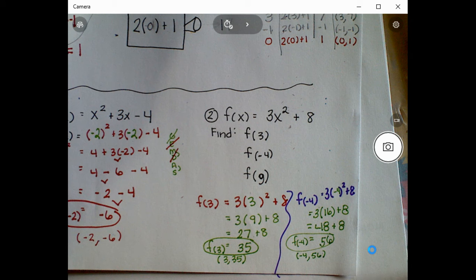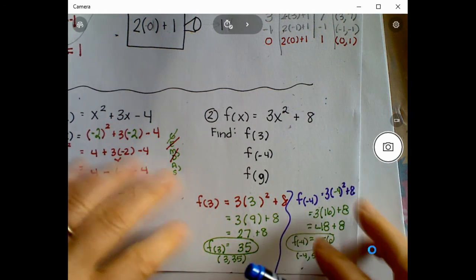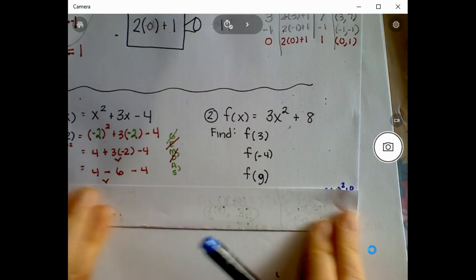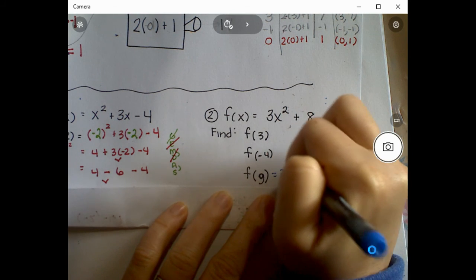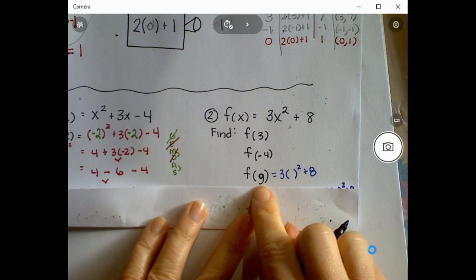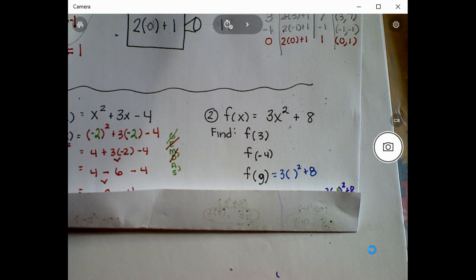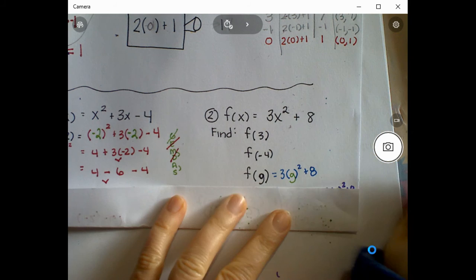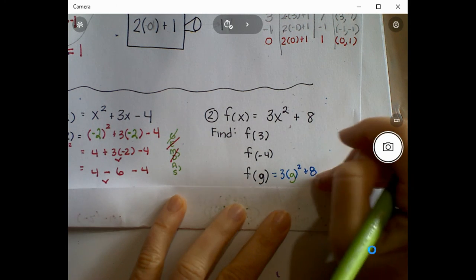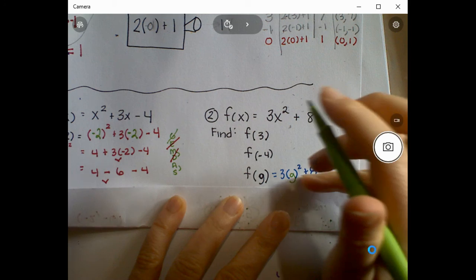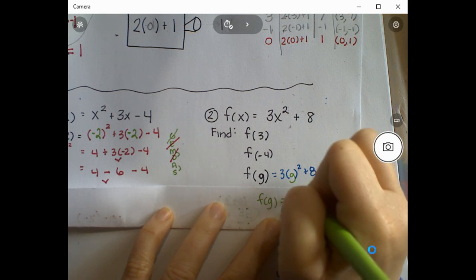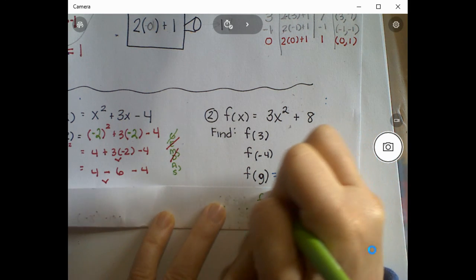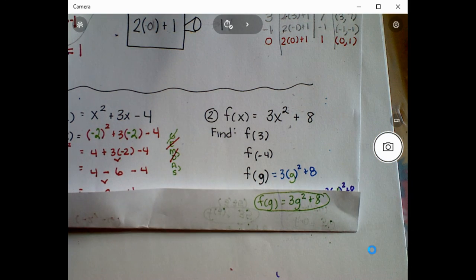Okay, and lastly we have f of g. That one's kind of strange. Let me cover up this bottom so it's not distracting. We're going to use the same process. Everywhere that we had an x, this time we're going to substitute a g, which is really weird, but hey. All right. Now, using the order of operations, there's nothing to simplify because we have a variable there. So f of g is equal to 3g squared plus 8. So basically, all we did was change the x's to g's.